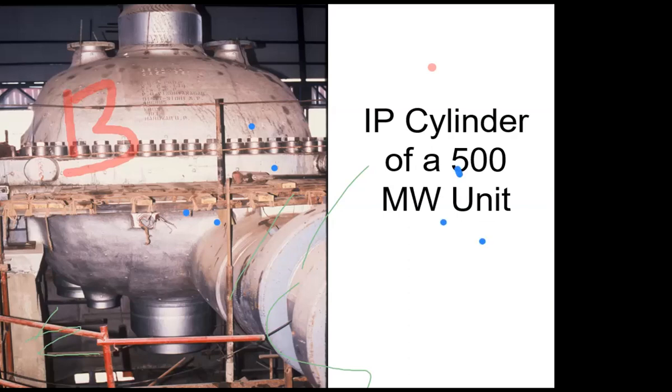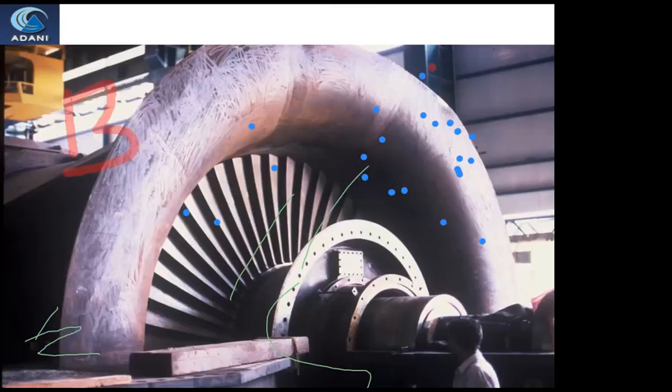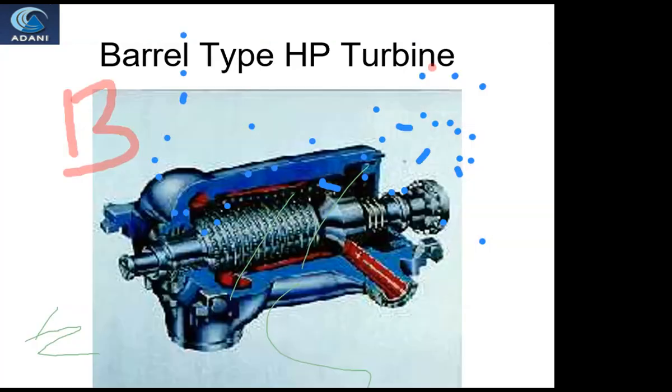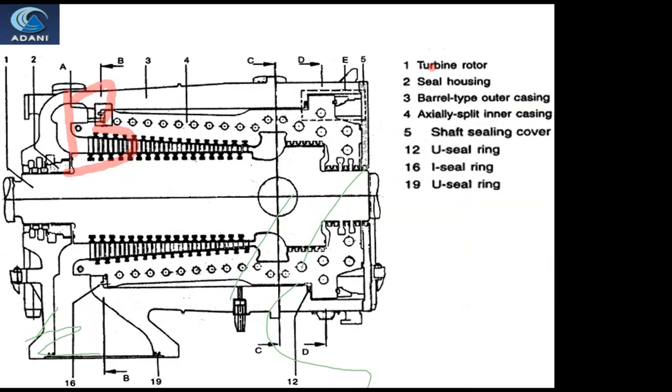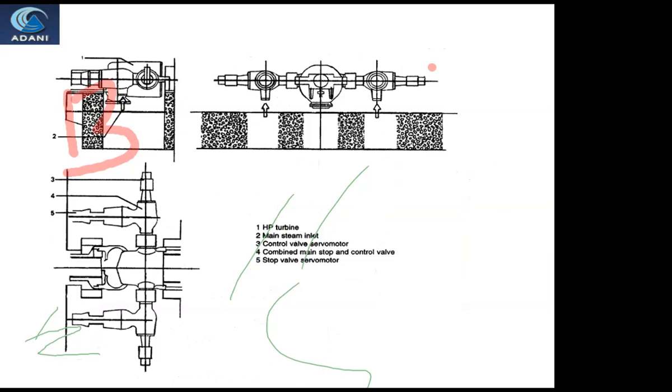IP turbine of a 500 megawatt unit. This is the barrel type or double casing HP turbine, as I told. How does the control valve look? This is the control valve and this is the stop valve. Steam is coming over here, entering, and it is stopped. If it goes up, then it will enter here and it will control it.